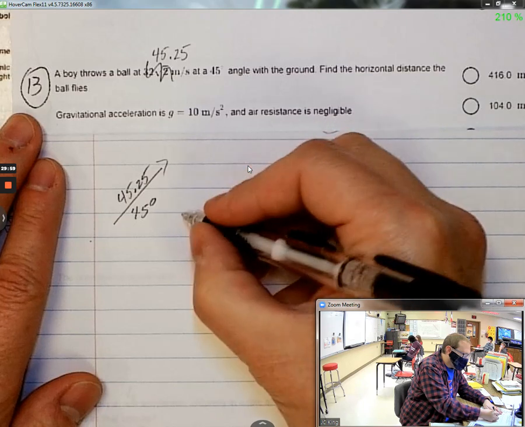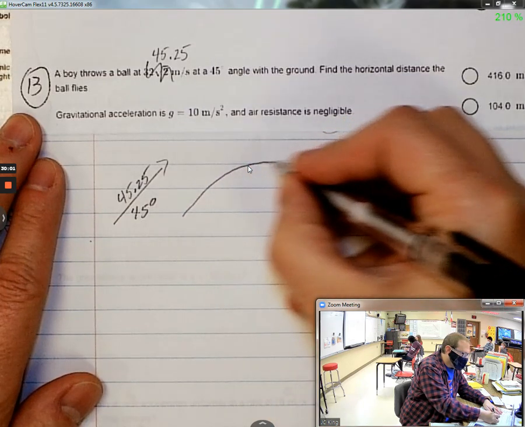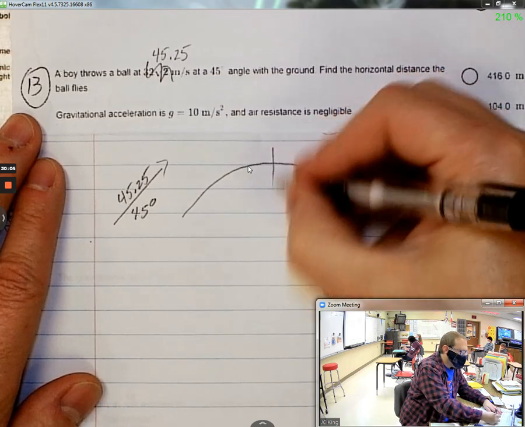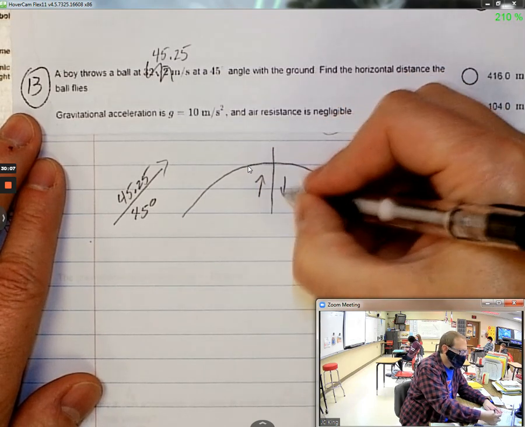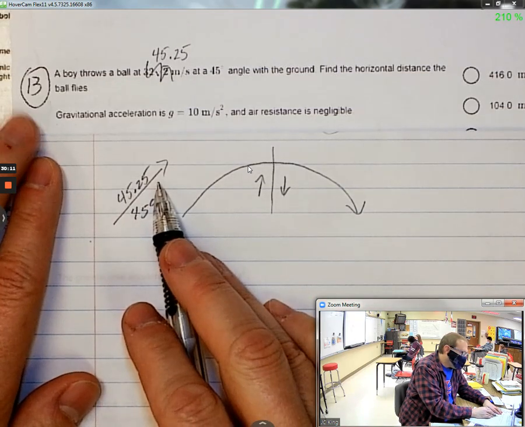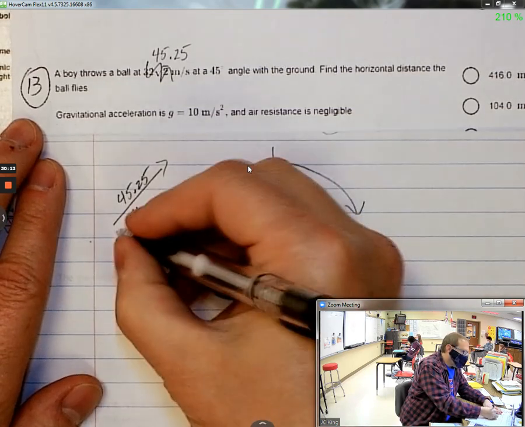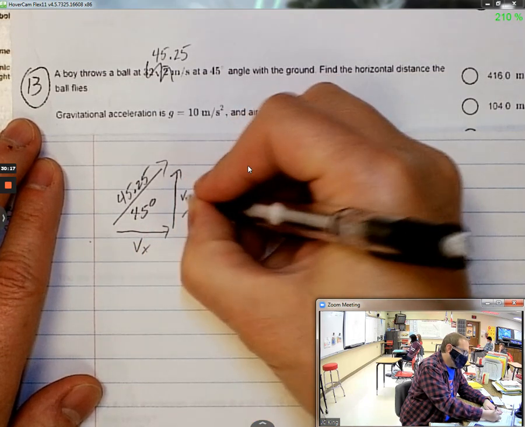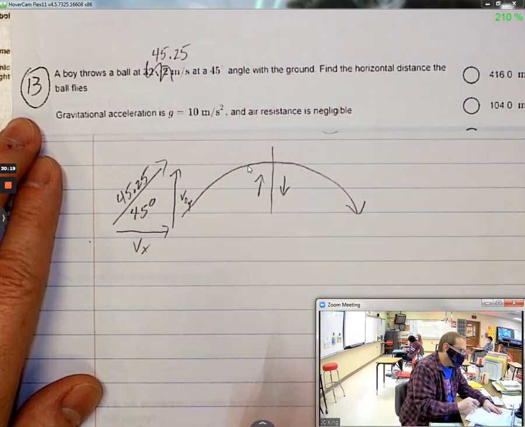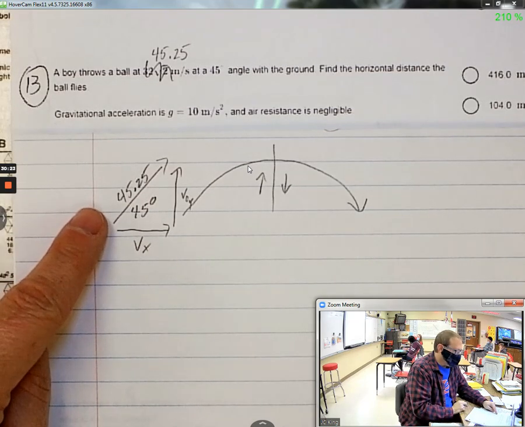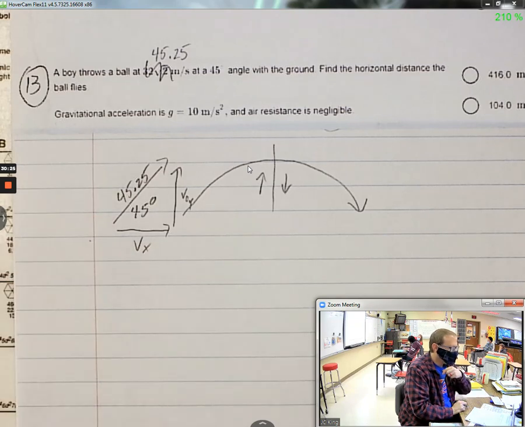So we're tracing the complete flight path. We can divide it into the upside and the downside. And since that's 45.25, I'm willing to bet that we can find our v of x and our v0 of y relatively easily, right? Yeah, 45, 45, 90. It is a 45, 45, 90.